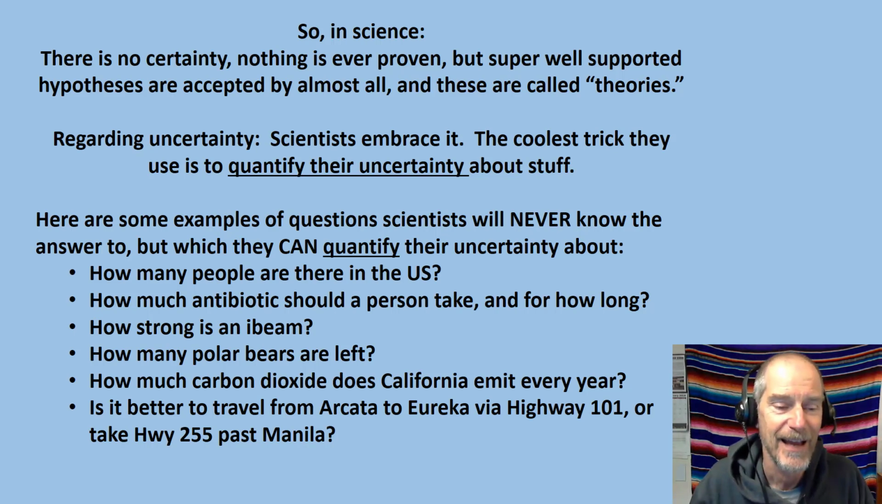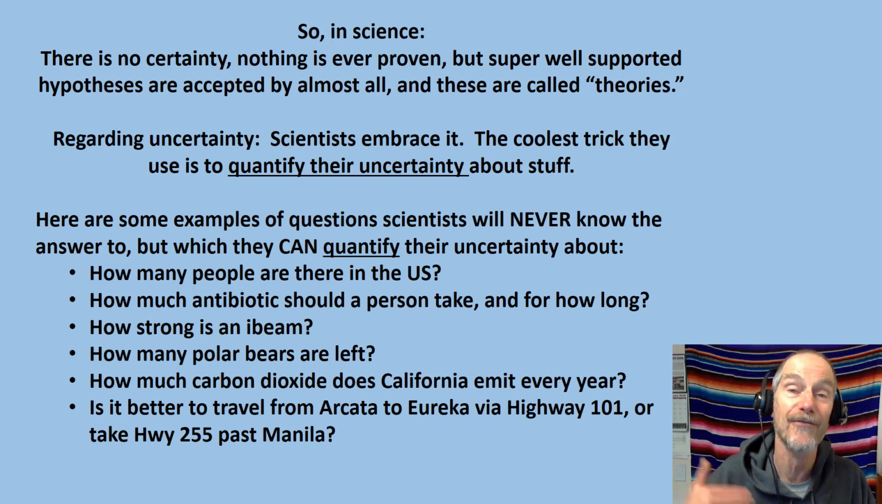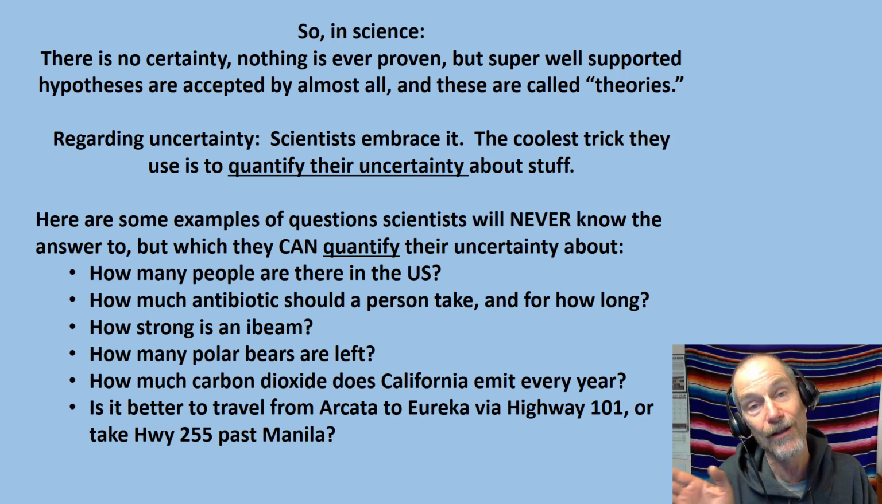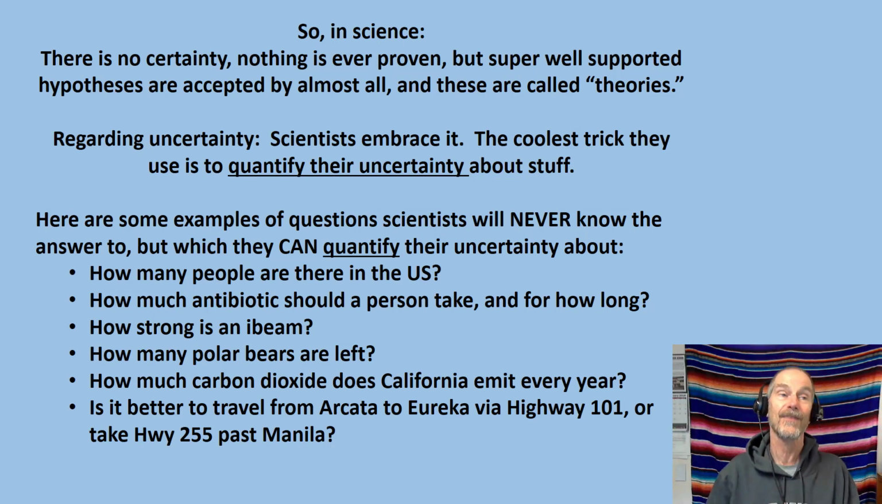How about this one? Is it better to travel from Arcata to Eureka via Highway 101 or to take Highway 255 past Manila? I wonder if you know where I'm talking about. If you drive from Arcata to Eureka, you basically have two routes. One is go straight down the 101, or go around the north of Humboldt Bay over to Manila and the Samoa Peninsula and take a left right before Samoa and cross the bridges and go back to Eureka. There's two different ways. Now, here's the story.